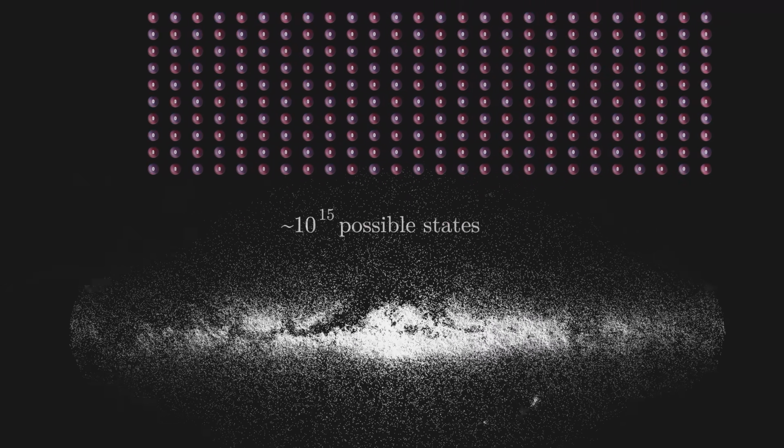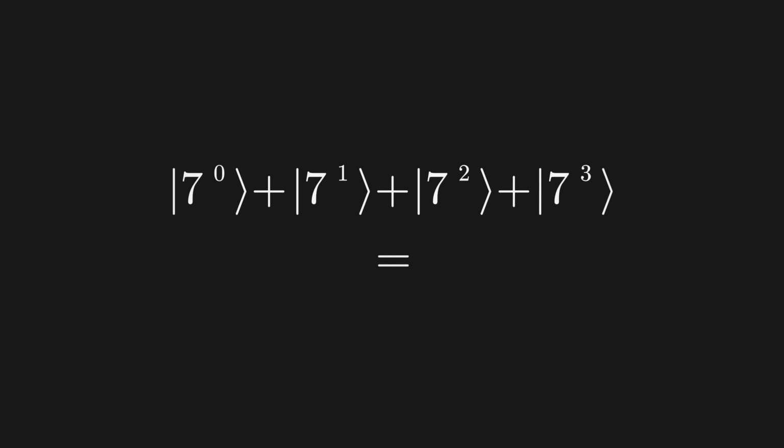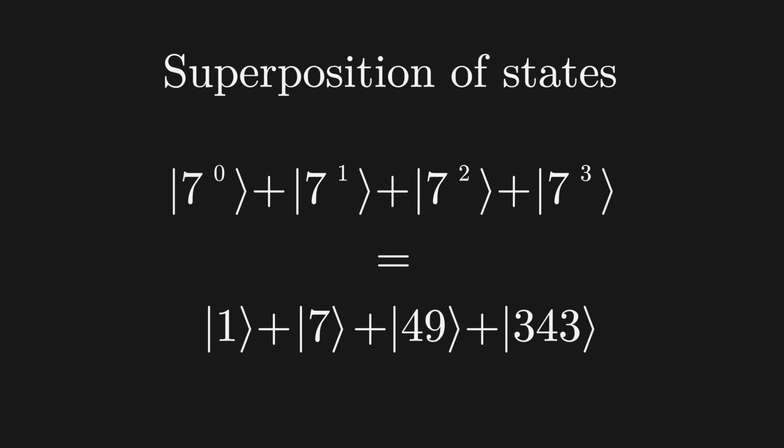With 300 qubits, you can represent more states than there are particles in the observable universe. This sounds incredibly powerful, and it is, but there is one very big catch. All of the answers to the computation are embedded in a superposition of states. But you can't simply read out this superposition.